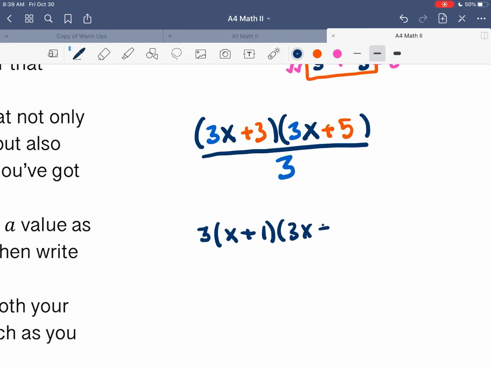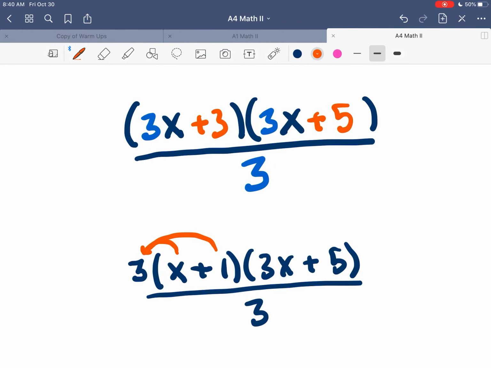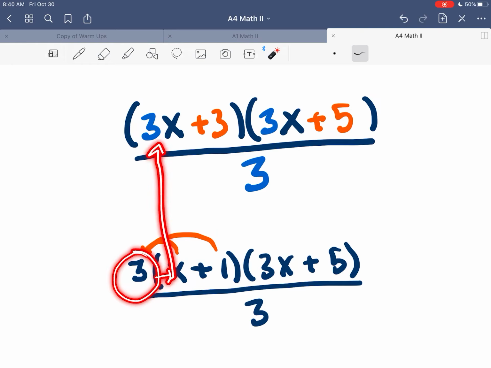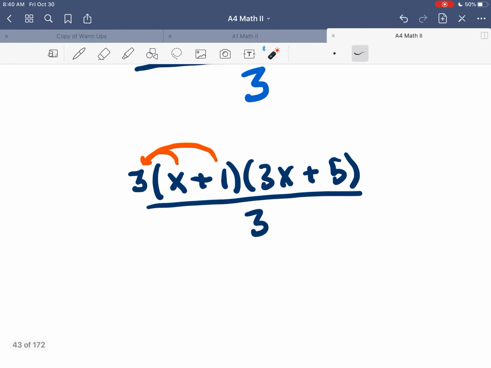Again, this is like that reverse distribution thing that we did with GCF. We did the opposite of distributing. We pulled the 3 out front of that binomial. So if you're stuck on this part, just double check with yourselves. Ask yourselves, what do you need to multiply 3 by to get 3x? And what do you need to multiply 3 by to get 3? And the answer is x and 1, right?